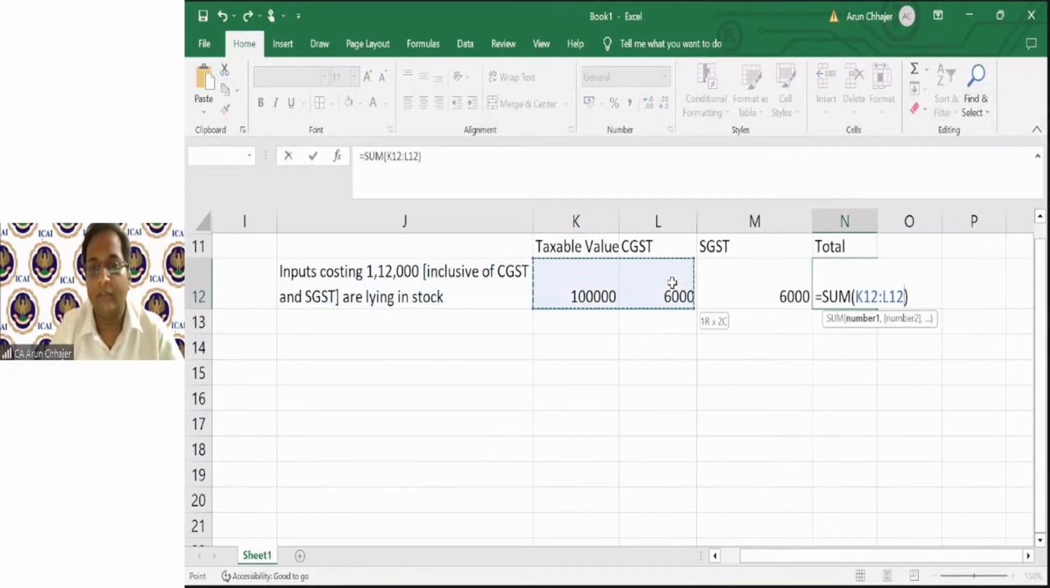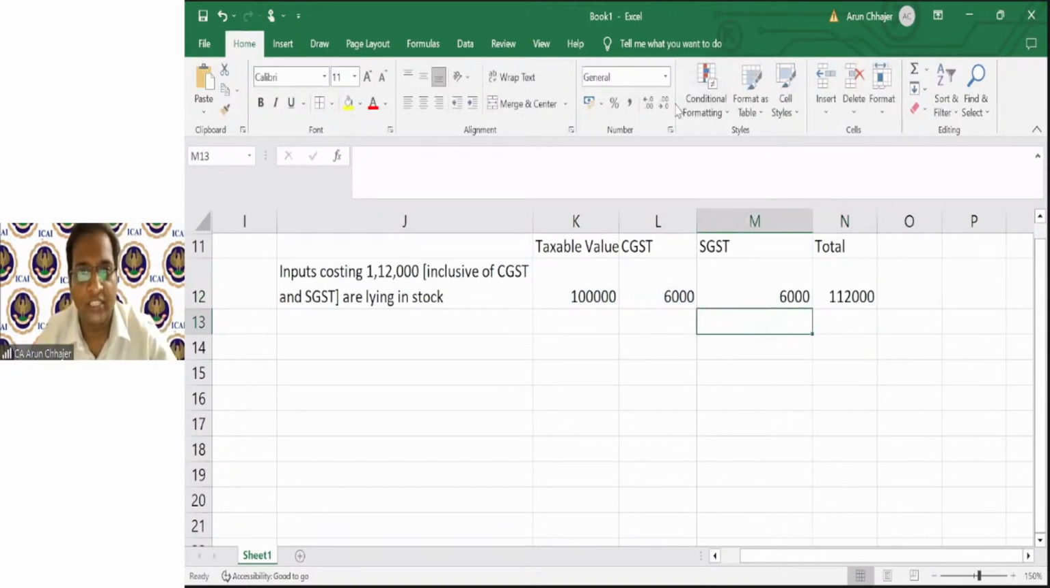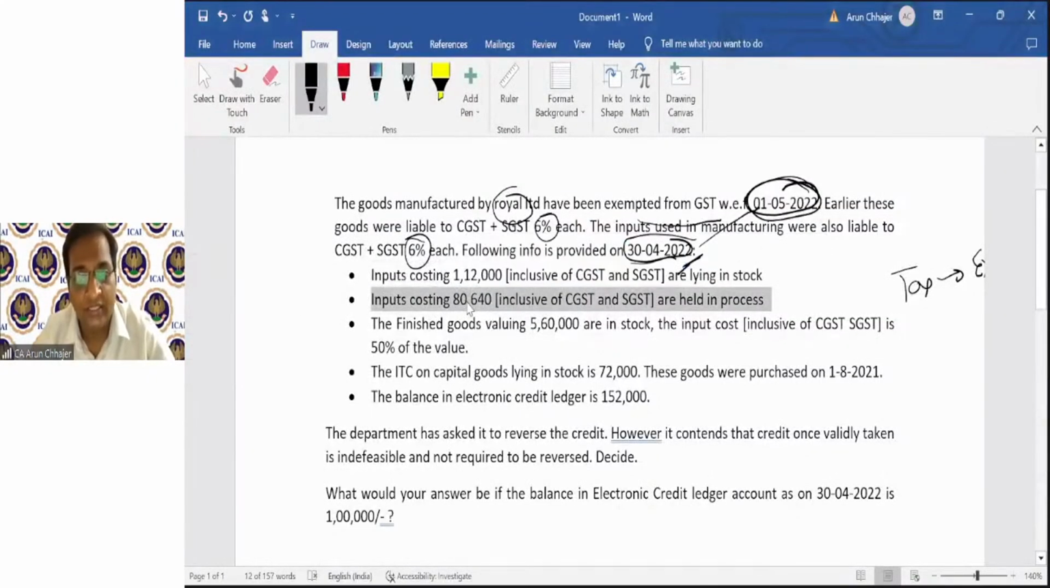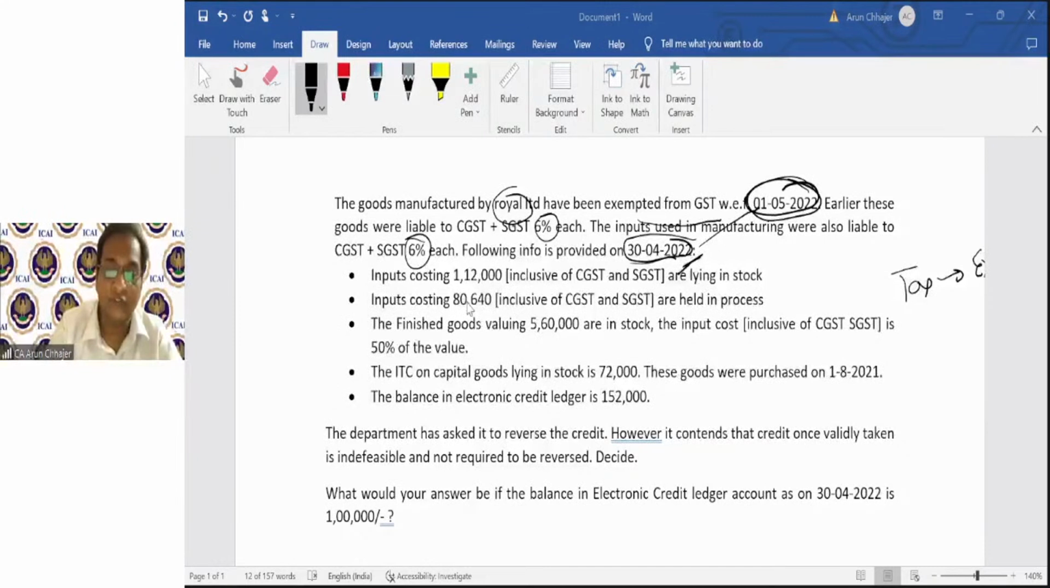यहां तक तो क्लियर है. I hope it is clear. There is no question on this particular line. Move further. Input costing 18,640 inclusive of the GST are held in the process. Again, we know that Section 18 says that if you have the stock, semi-finished goods or finished goods lying in your hand, you have to reverse the tax component. What is the value? 80,640. So I have done the calculation.